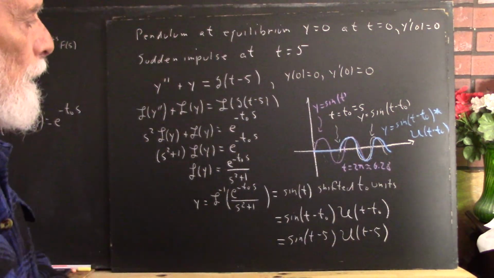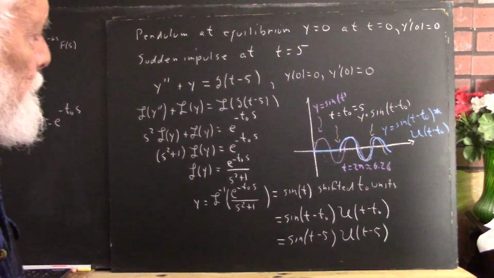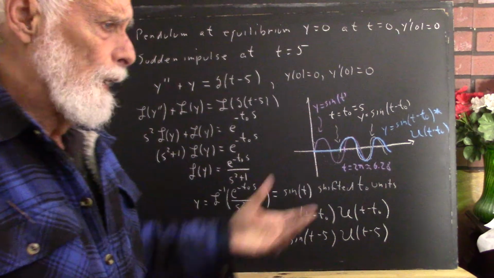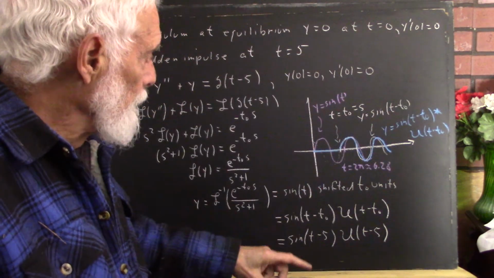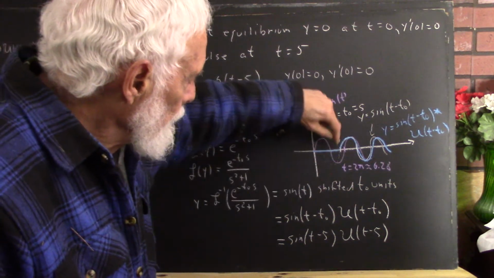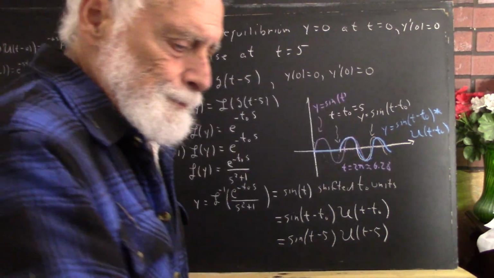And of course, u of t minus t naught is 0 from here on. So there's our picture. I believe your book has a very similar example. Not sure how far they shifted. I think they shifted the thing 2 pi units. So it's very much like this graph, except it shifts over here so that the new graph is right on top of the old one.